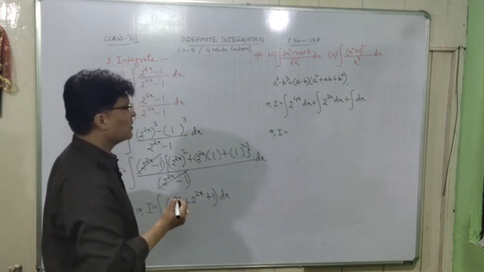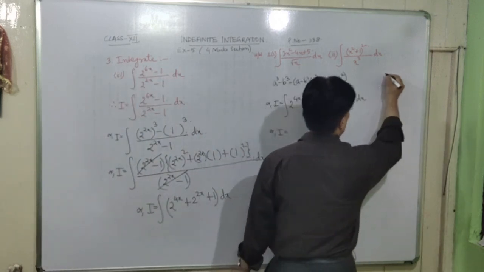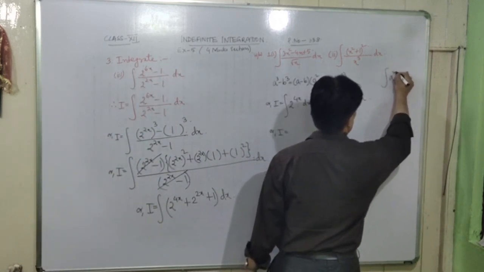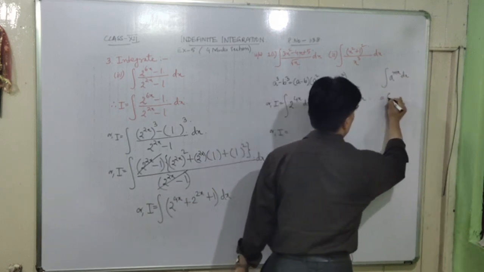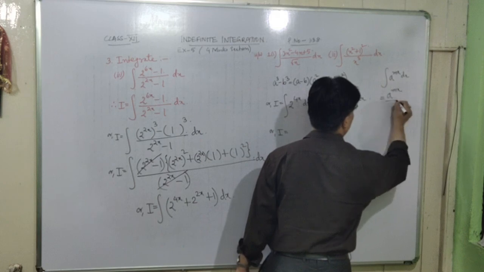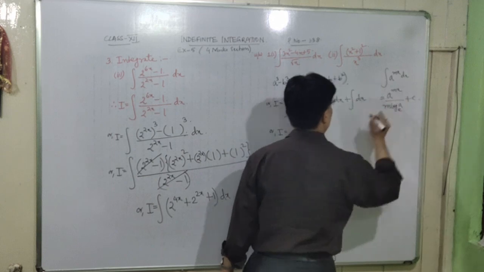What is integration of 2 to the power 4x dx? It is just like here. Just now we used the formula, that is integration of a to the power mx dx is equal to, what is the formula? It is a to the power mx divided by m log a base e plus c, right?